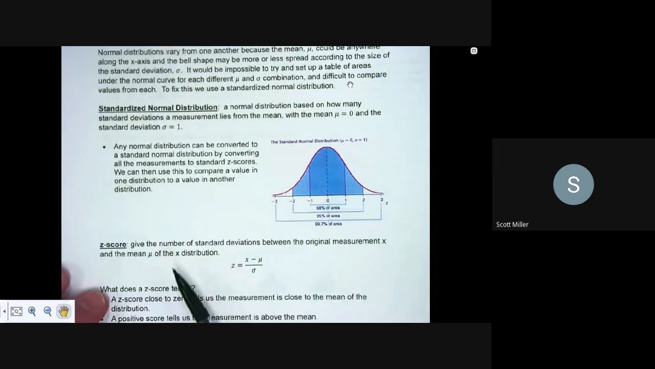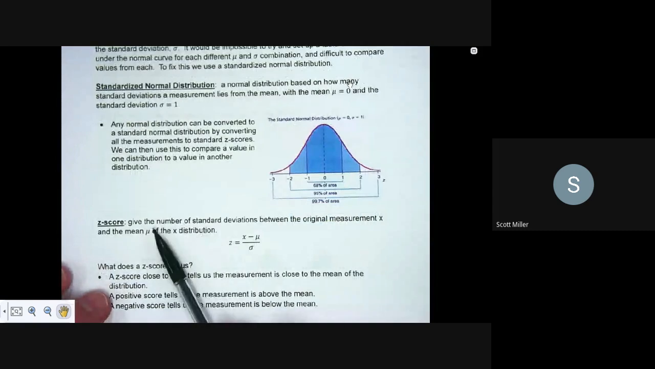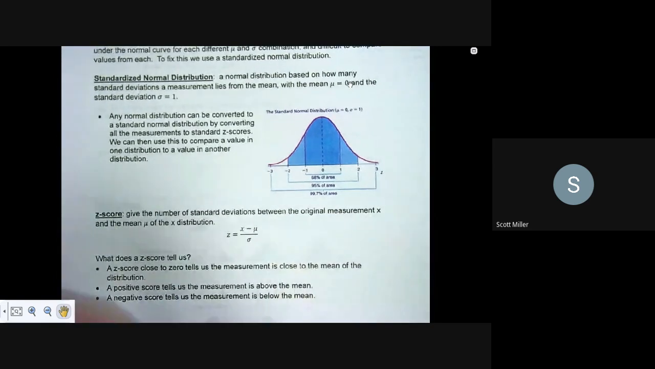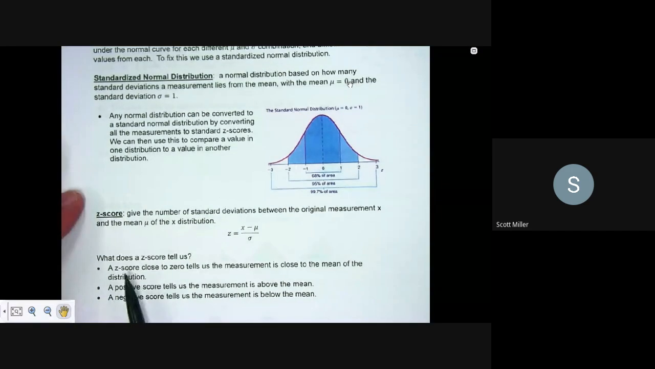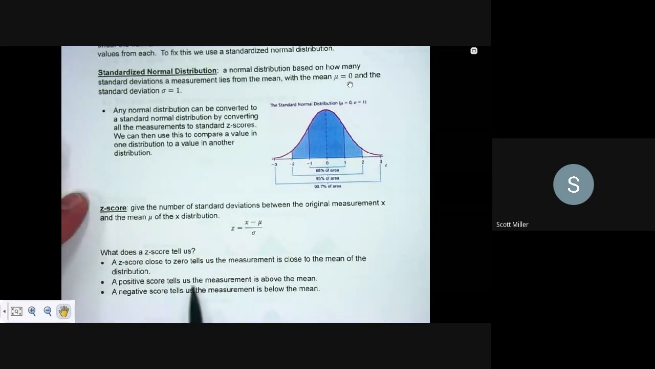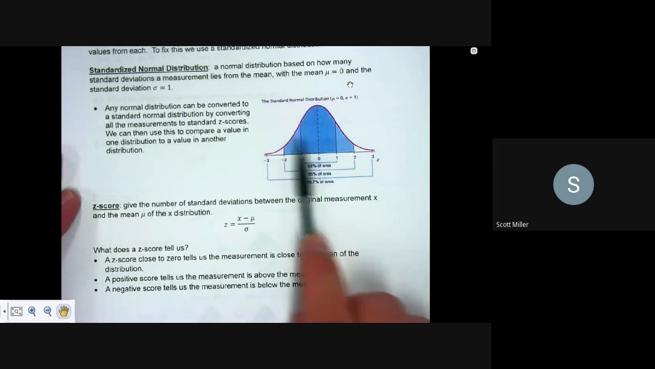A z-score is a number that represents the number of standard deviations between the original measurement and the mean. So for a z-score, we don't look at the actual values of the items and compare them to the mean of that data set. What we do is we convert it to a distance: how many standard deviations is that item from its mean? That is what a z-score is. A z-score close to 0 tells us that the measurement is close to the mean. Positive scores tell us the measurement is above the mean. Negative scores mean it's below the mean.